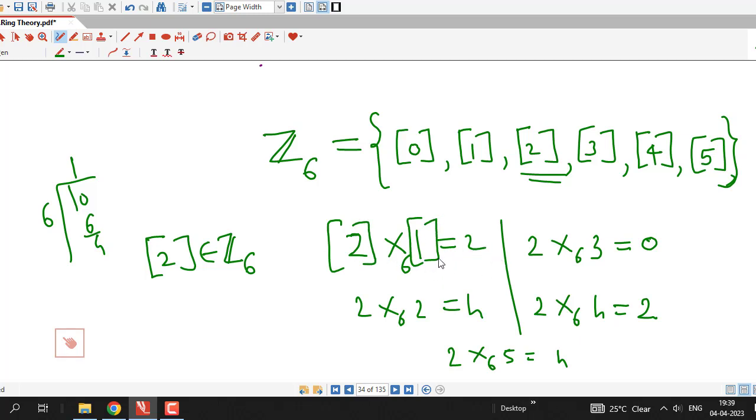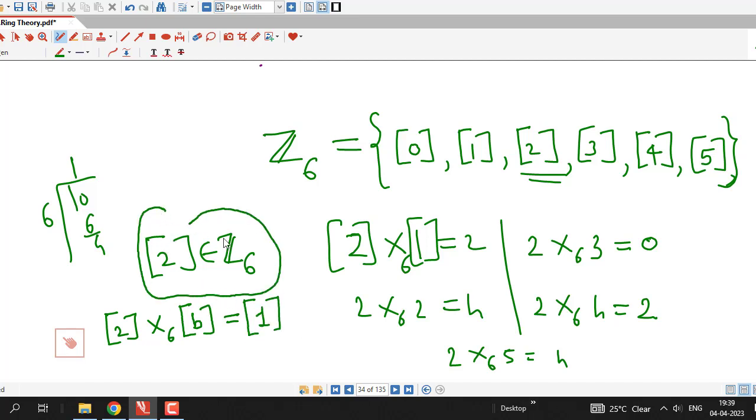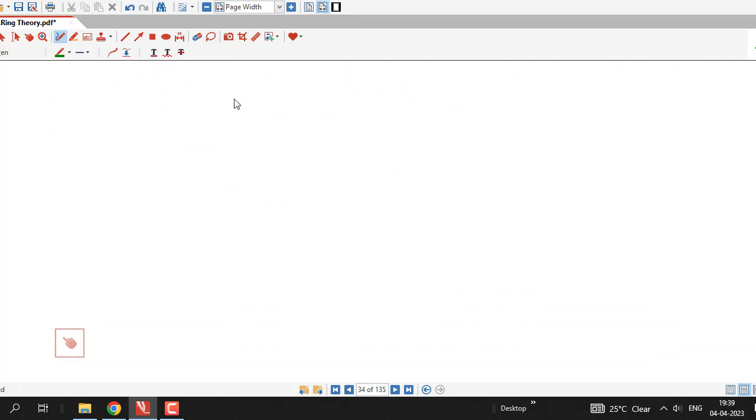So we can see there is no element in Z6 such that this element gives me the identity element. That means this equivalence class, which is different from the 0 of Z6, has no multiplicative inverse in Z6. Therefore Z6 is not a field.